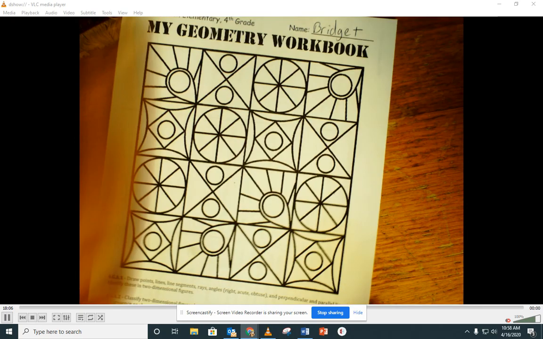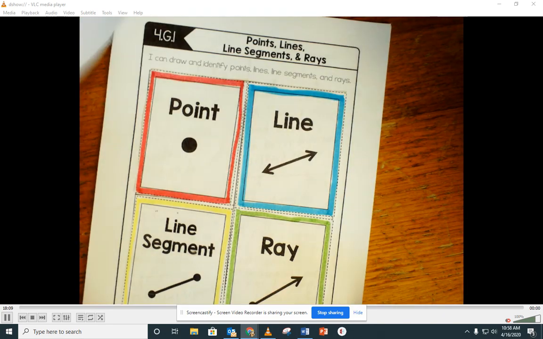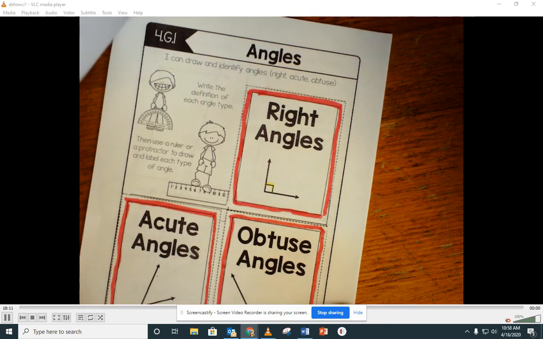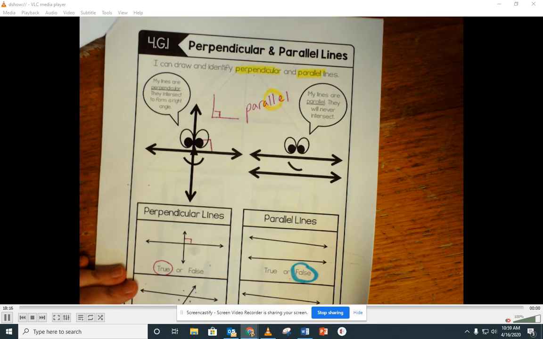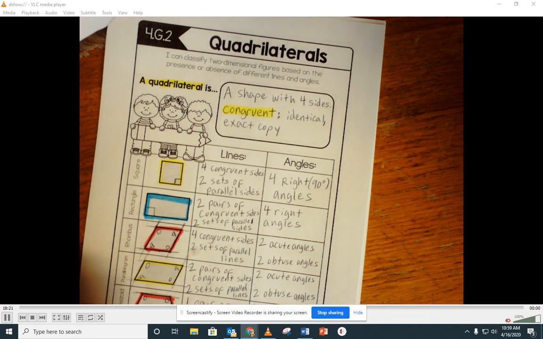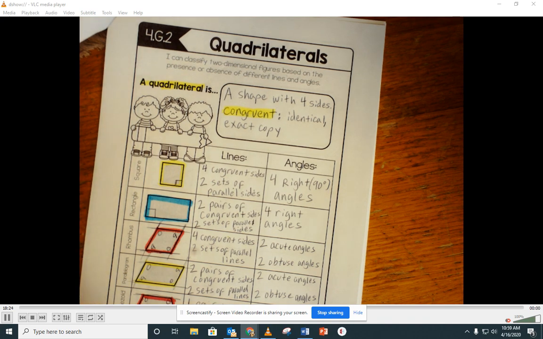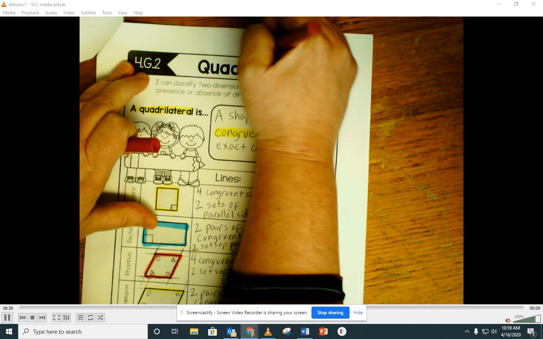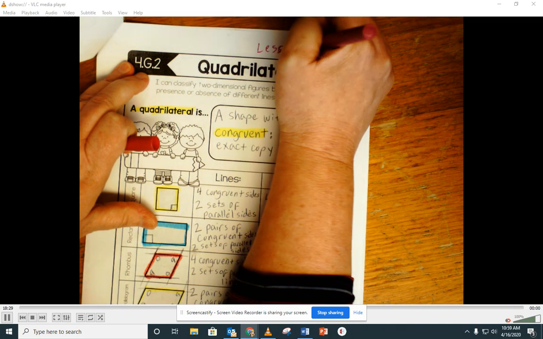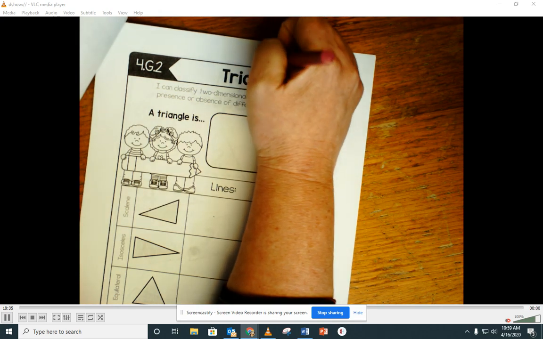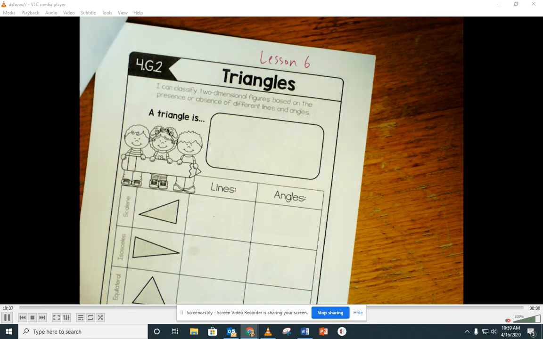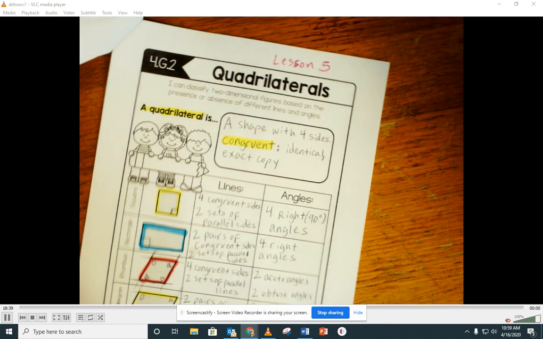Let me see, did I say lesson 4? So lesson 1 was the intro. Lesson 2 is points and lines. Lesson 3 is angles. Lesson 4 is lines. So if I said lesson 4 at the beginning, oops, I meant this is lesson 5. And lesson 6 will be about triangles. So I'll write that down for myself so I remember that tomorrow.